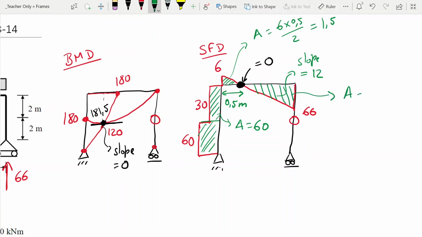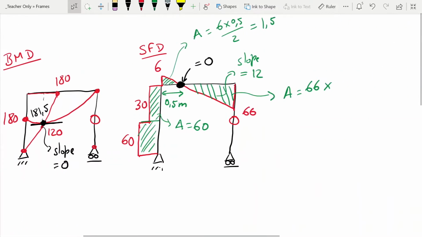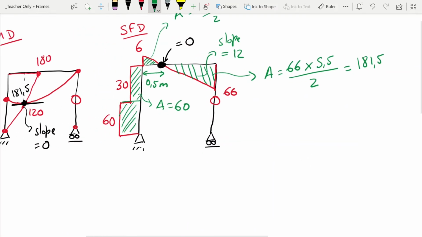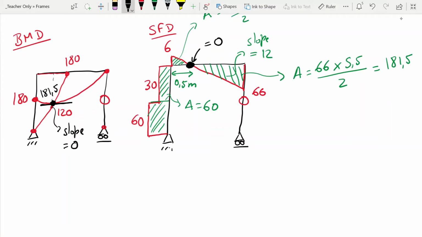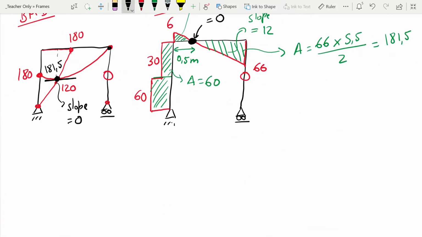So the area of this triangle is 66 times, and now what's the entire length? Let's have a look. That's 6, so it's 66 times 5.5 divided by 2. And this is indeed equal to 181.5. So it's this area that allows me to get from this point here to 0. Okay? So that's my bending moment diagram. It's a little bit complicated to see, but it's 0 to 120, then to 180. Then the 180 gets transferred to the beam, passes by 181.5 after 0.5 meters, and then closes at 0.